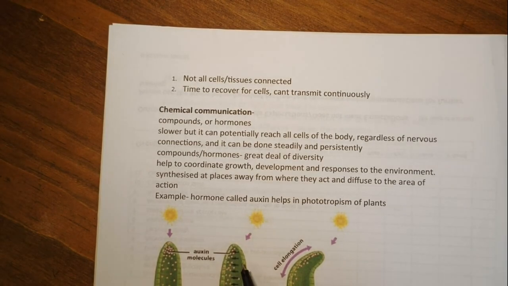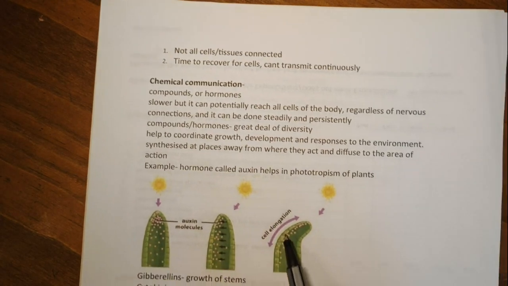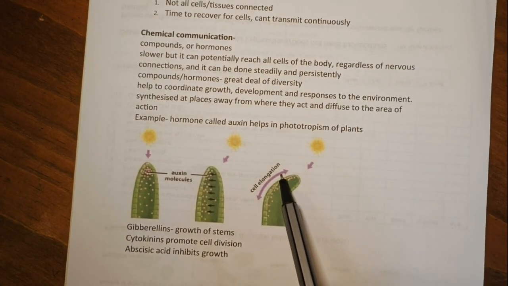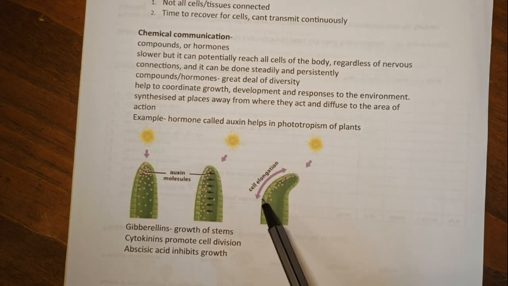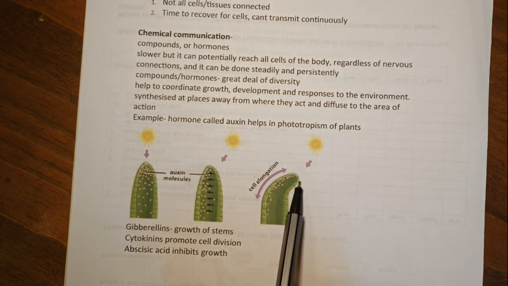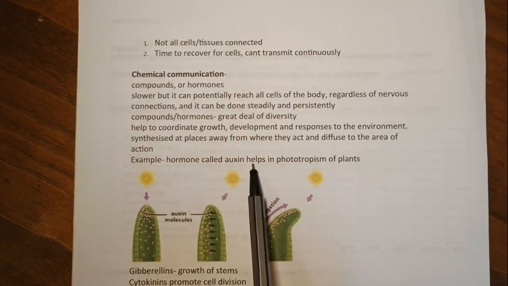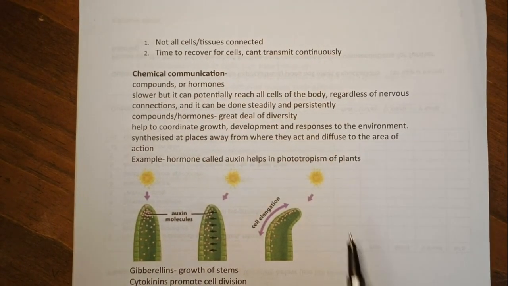then the cells that are on the darker side will have the action of auxin and they will grow longer. So you can see there is cell elongation, and this elongation on one side will cause the plant to bend towards the sunlight. So this is the auxin hormone for phototropism.